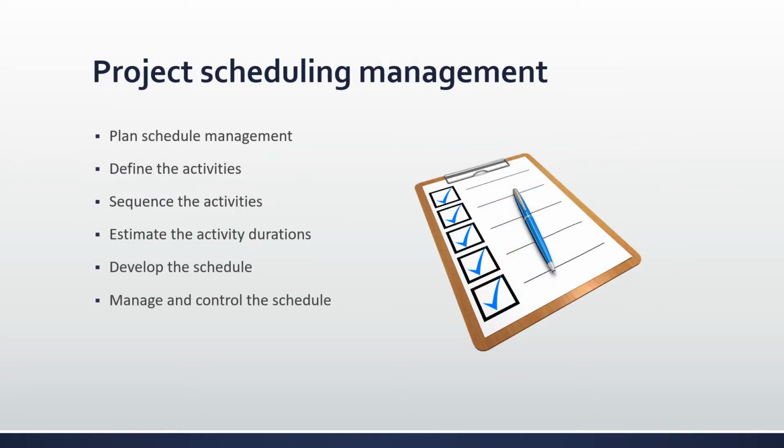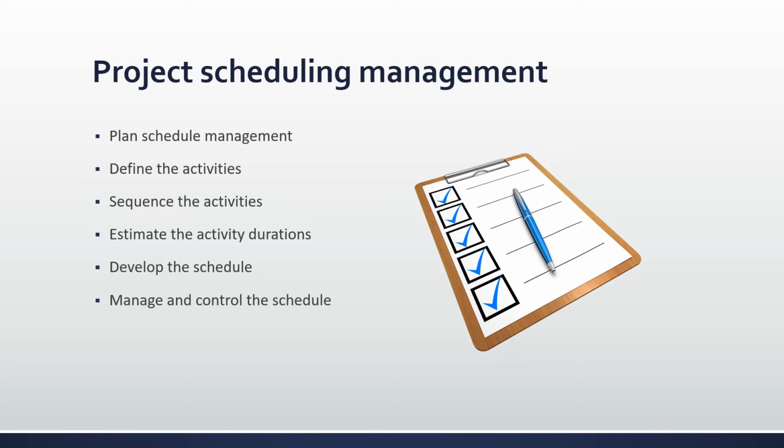So project scheduling management. To manage schedules successfully, a project manager first needs to plan the schedule management, define the activities, sequence the activities, estimate the activity durations, develop the schedule, and then manage the control of the schedule. So let's talk a little bit about these. So the planning phase involves the creation of the schedule management plan along with the expectations of how the schedule will be met. Defining the activities, that's where you define what is required and they're defined and itemized.